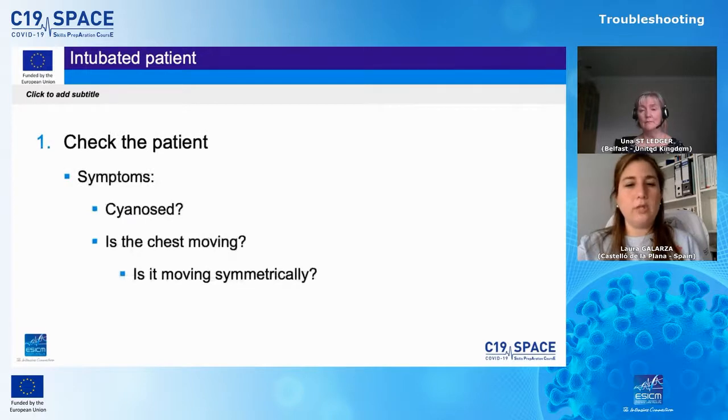We should also check if the patient is cyanosed. Is the chest moving? Sometimes there's a disconnection in the ventilator circuit, or the ventilator is malfunctioning and the chest is not moving. And if the chest is moving, we should check if it's moving symmetrically. For instance, when there's a selective intubation or a pneumothorax, we will see an asymmetrical movement of the thorax.